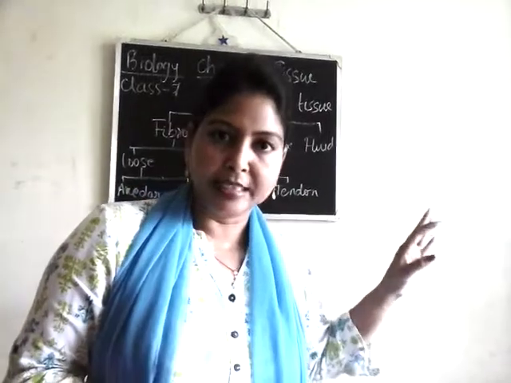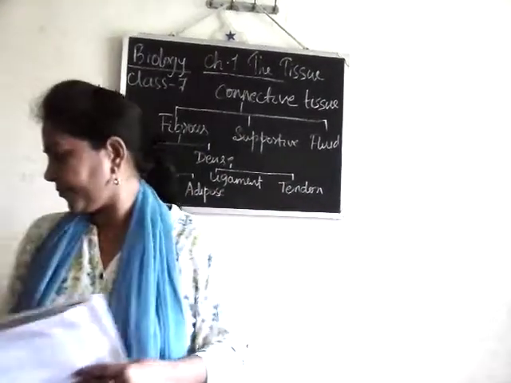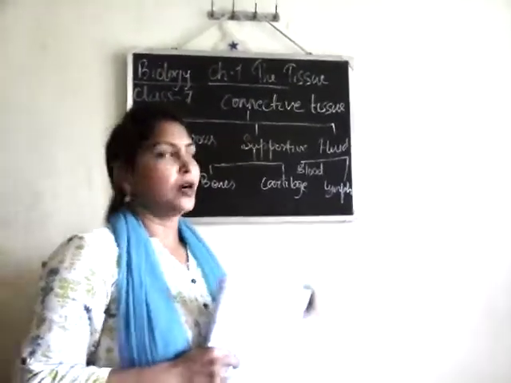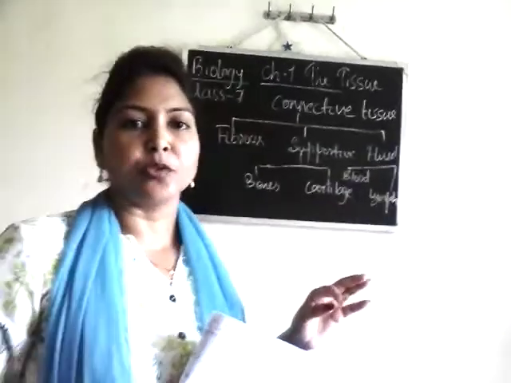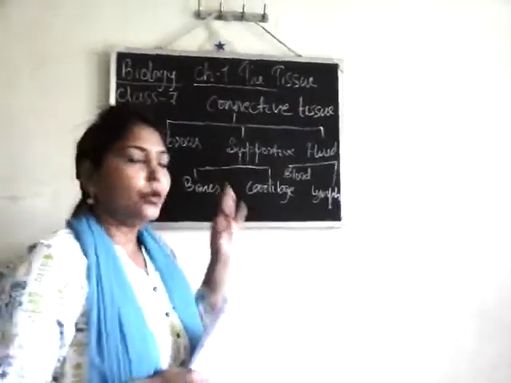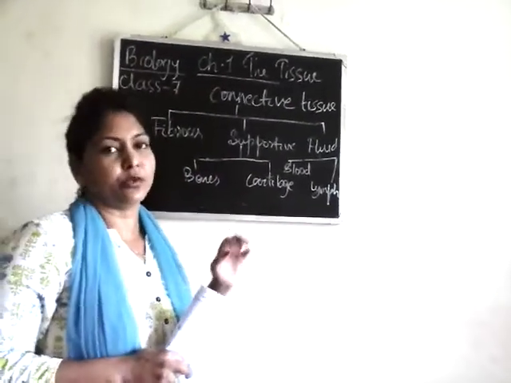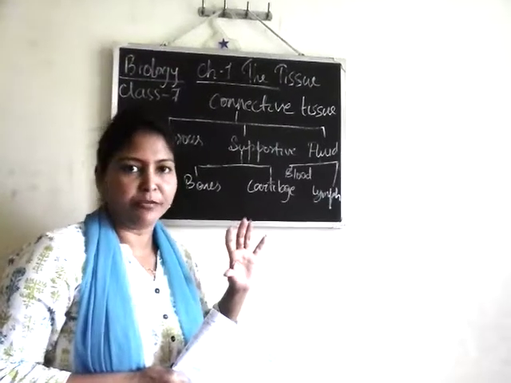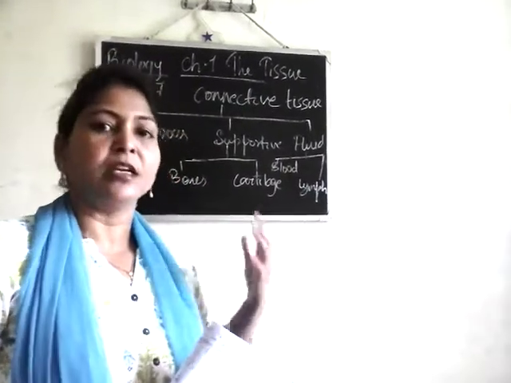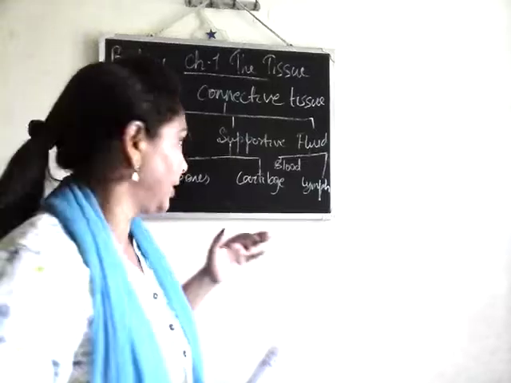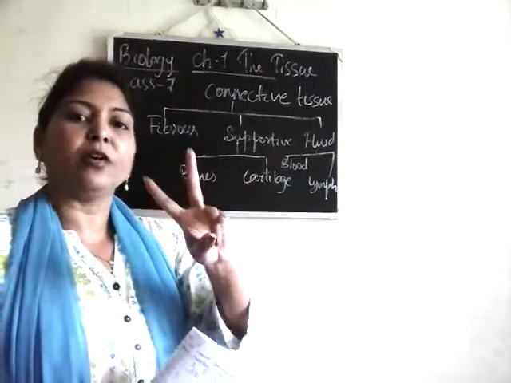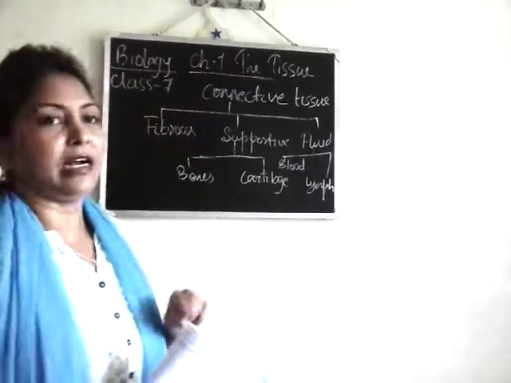After this we are going to learn about the next connective tissue, which is supportive tissue. Let us see what supportive tissue is. The next type of connective tissue is supportive tissue. Now, what is the function of supportive tissue? We can understand from the word supportive that it supports the various tissues and organs in our body. Supportive tissue is again of two types, bones and cartilage.